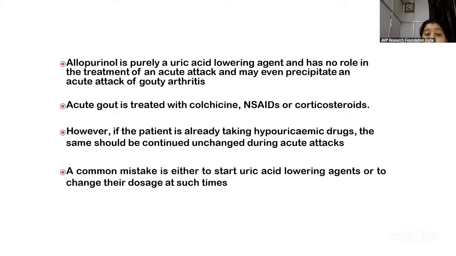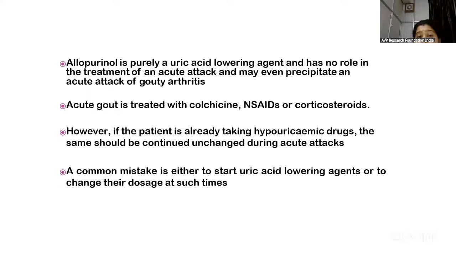Allopurinol is purely a uric acid lowering agent. In acute gouty arthritis, we can deal with colchicine, NSAIDs, or other corticosteroids. However, if the patient is already taking hypouricemic drugs, the same should be continued unchanged during an acute attack also. A common mistake is either to start uric acid lowering agents or to change the dosage at such times.